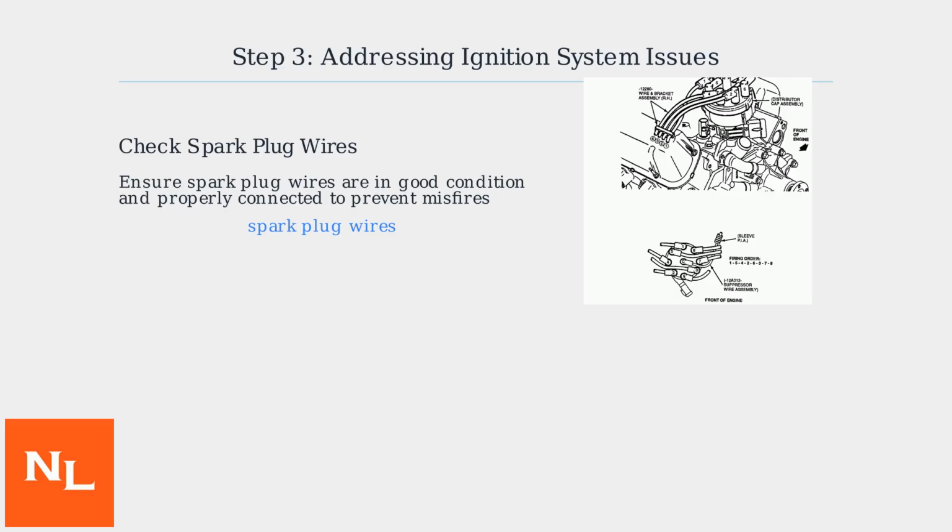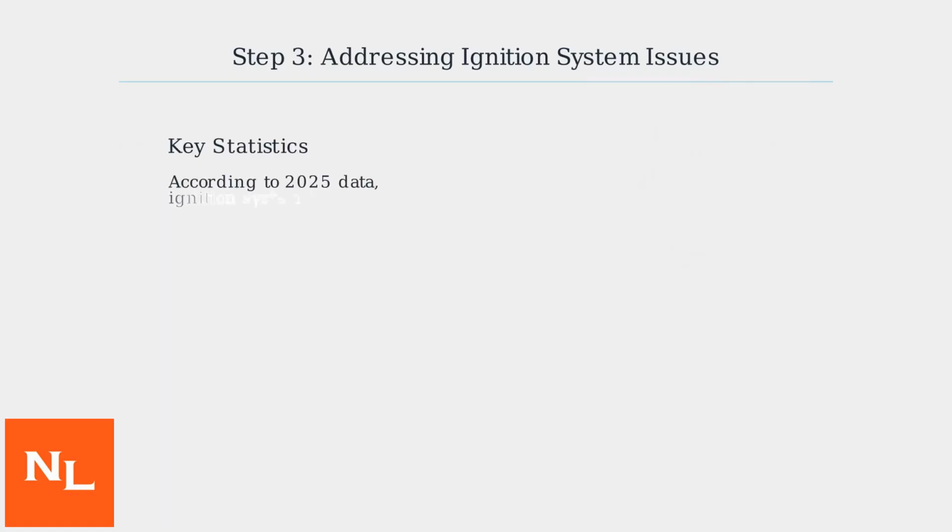Ensure they are securely attached and free from cracks or corrosion, as faulty wires can interrupt the spark delivery to cylinders. According to 2025 data, ignition system faults are responsible for 50% of all P0300 diagnostic trouble code cases, making this the most common cause of random or multiple cylinder misfires.